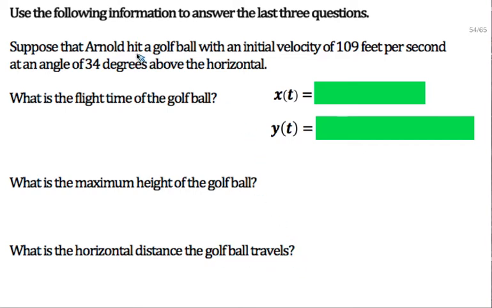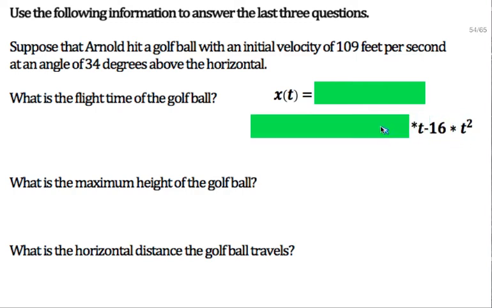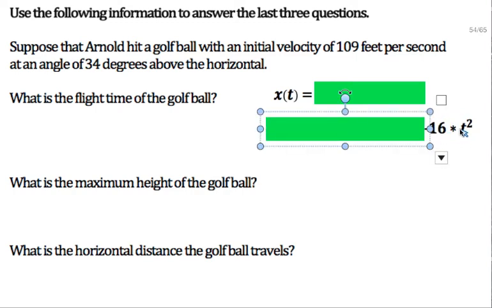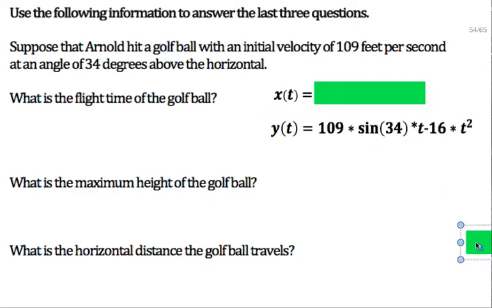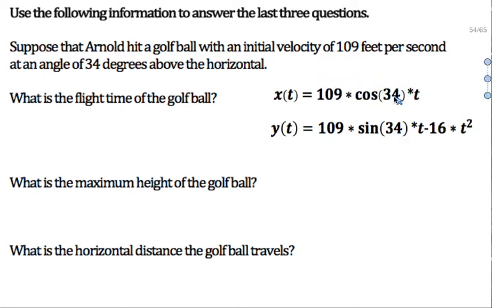Okay, for all three of these, you first need to figure out what your parametric functions are going to be. And because our units are in feet, then our y value will have the minus 16 times t squared at the end. Sorry about that. And then, let's see, our speed is 109 feet and our angle is 34. So we have 109 times sine of 34 for our y formula, 109 times cosine of 34 times t for our x formula. Okay, so those are the parametric functions that we're going to use.